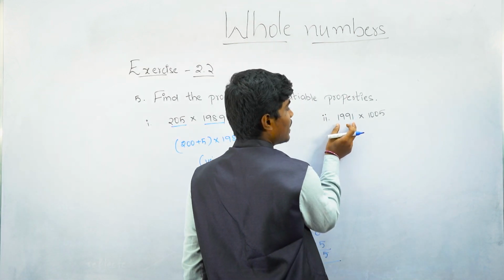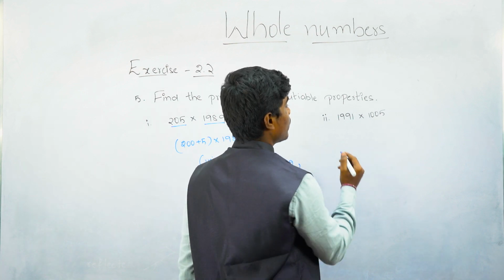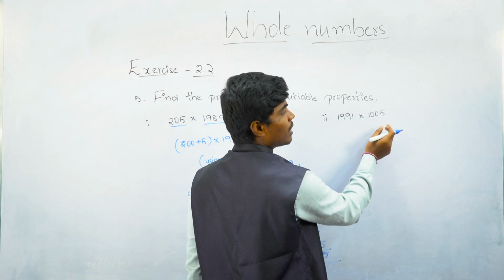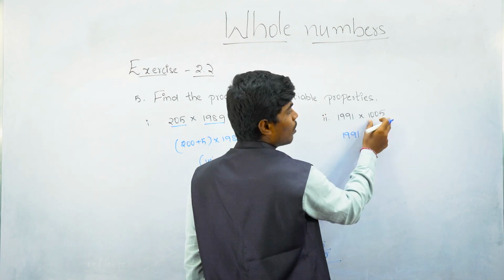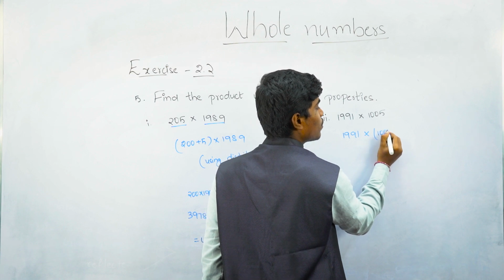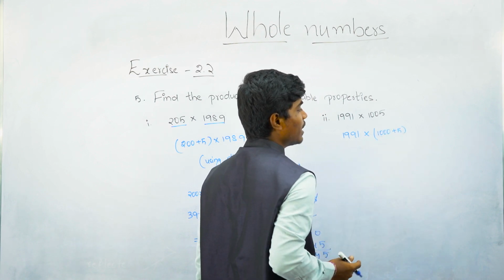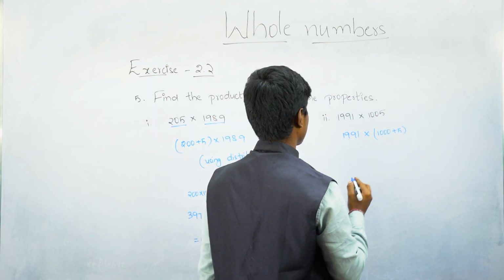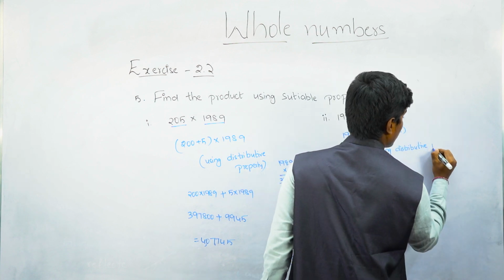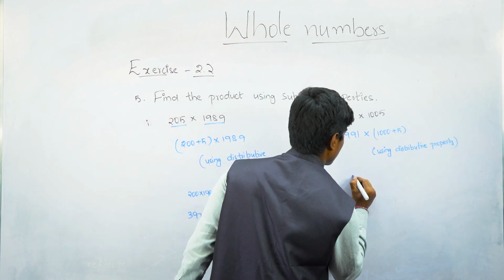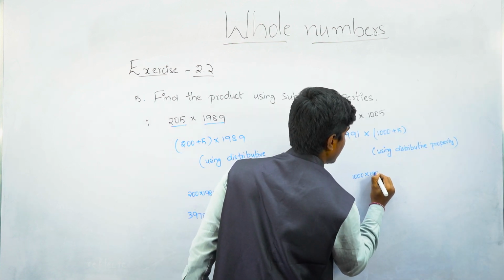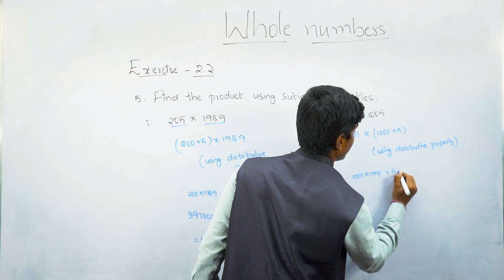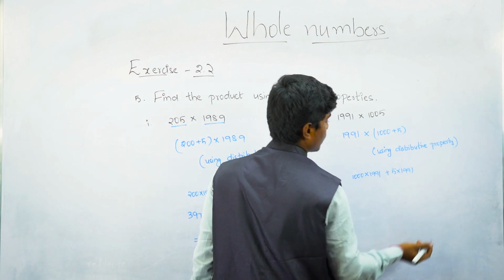Now let's go to the second problem. Here he gave 1991 into 1005. How can we write 1005? We can write 1005 as 1000 plus 5. Here also we use the distributive property. Using the distributive property, we can write 1000 into 1991 plus 5 into 1991.